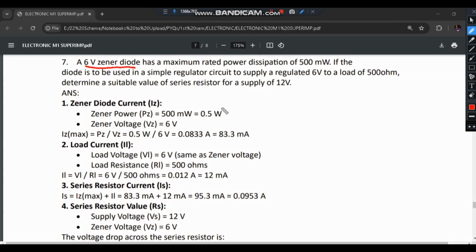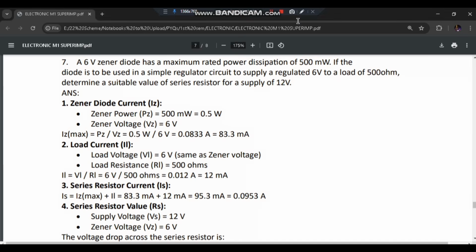Okay, a 6-volt zener diode has a maximum rated power of 500 milliwatts, and it is used in a simple regulated circuit to supply a regulated 6 volts to a 500 ohm resistance. See, this is the zener diode which has a power of 500 milliwatts and outputs a regulated supply of 6 volts, with a resistance of 500 ohms. Determine a suitable value of series resistor for a supply of 12 volts. For 6 volts it is 500, for 12 volts we need to calculate how much it is.